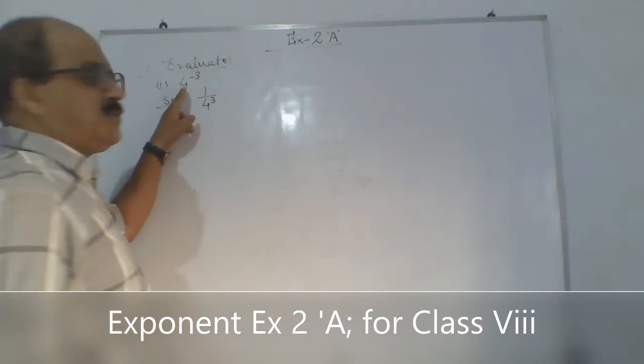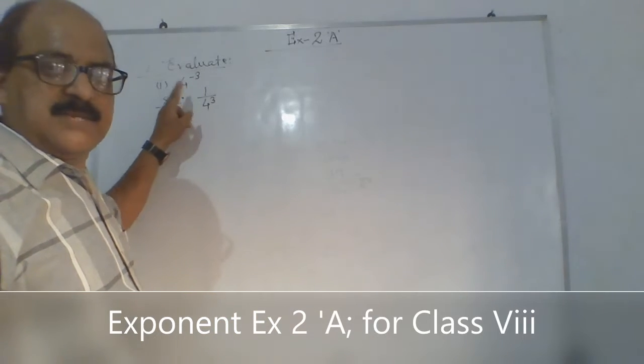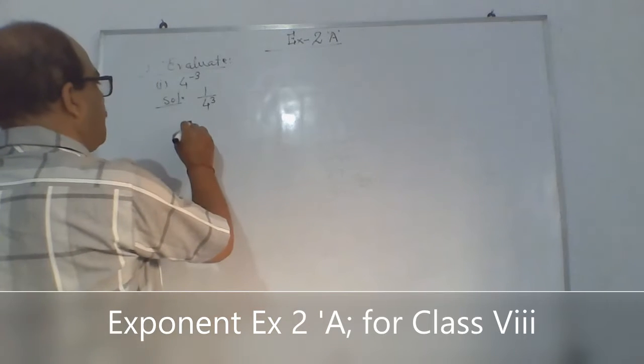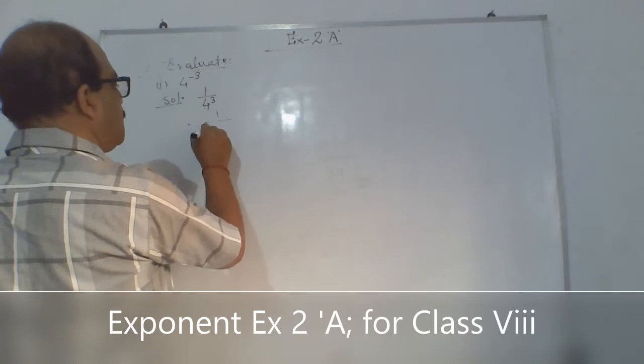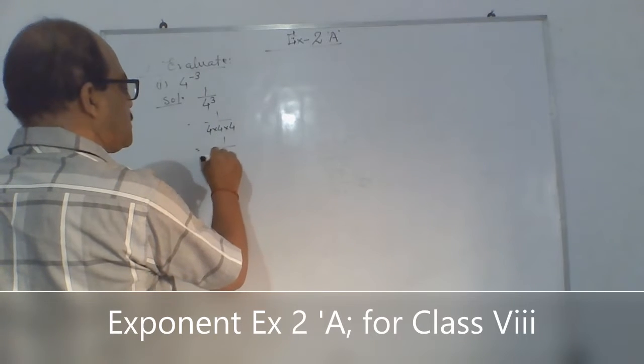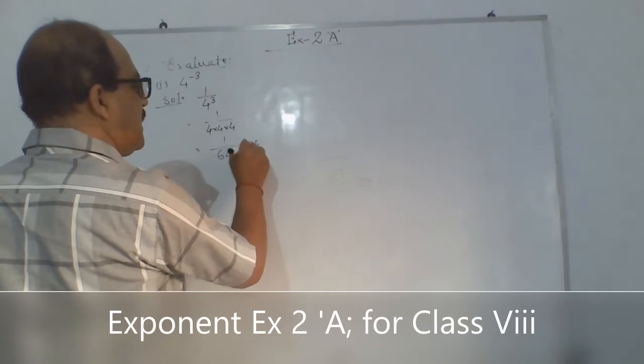As we know, we have to write the reciprocal of this number. So 4, so 1 by 4. And 1 by 4 into 4 into 4, it means 1 by 64, and this is the answer.